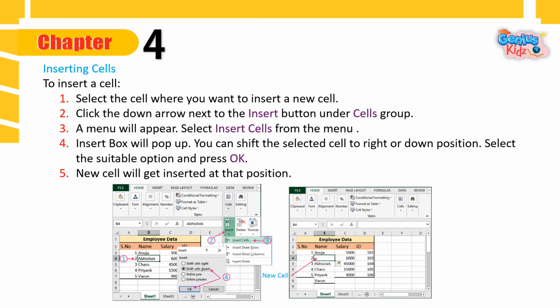Inserting cells. To insert a cell: 1. Select the cell where you want to insert a new cell. 2. Click the down arrow next to the Insert button under the Cells group. 3. A menu will appear. Select Insert Cells from the menu. 4. The Insert box will pop up. You can shift the selected cell to the right or down. Select the suitable option and press OK. 5. A new cell will get inserted at that position.